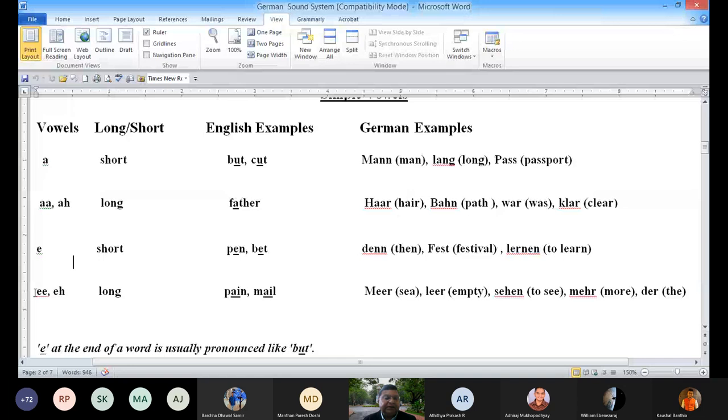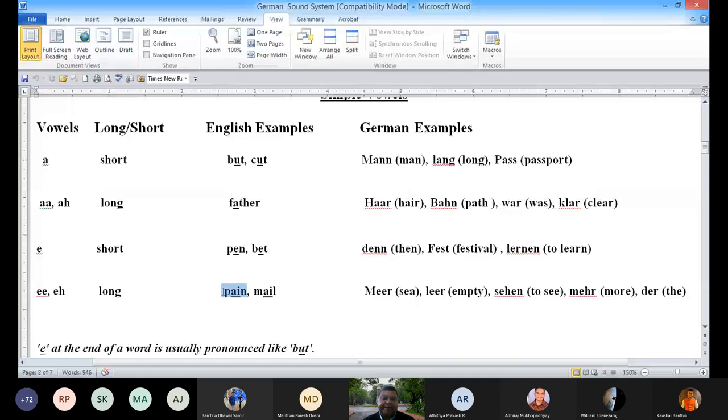And then double E and EH, long, like pain. You have to just look at this pain, and just like pain, you can try these words. So the A sound is coming. So double E is pronounced like A. So M-E-E-R, this German word should be pronounced like Meer. Please remember, double E is like A.